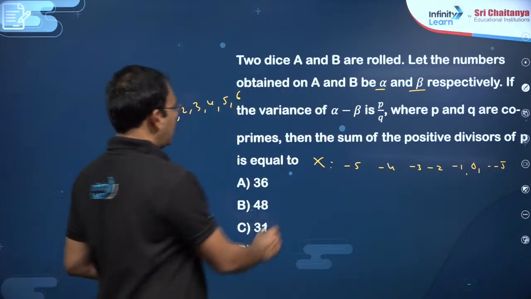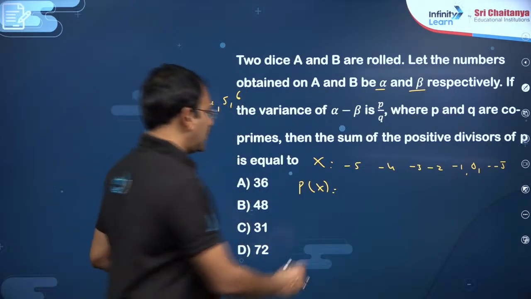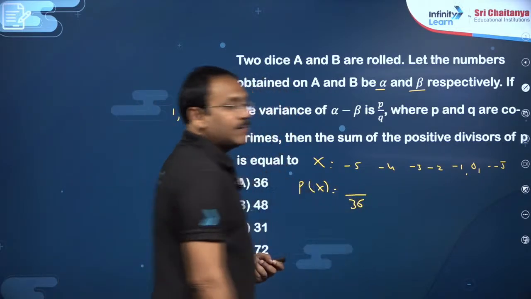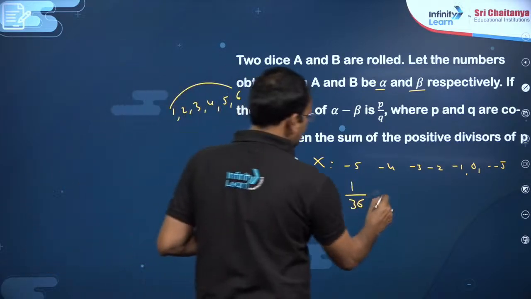So, now you have to find its probabilities, my dear friends. What is the chance when 2 dice are rolled at a time? 36 cases will be there. Difference minus 5, 1 6 is the only possibility.